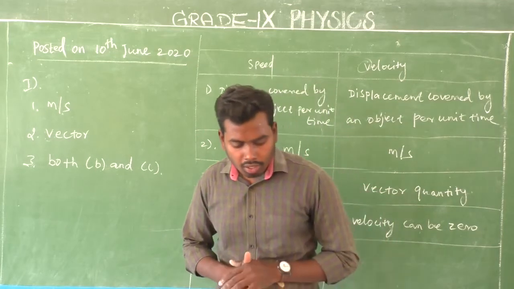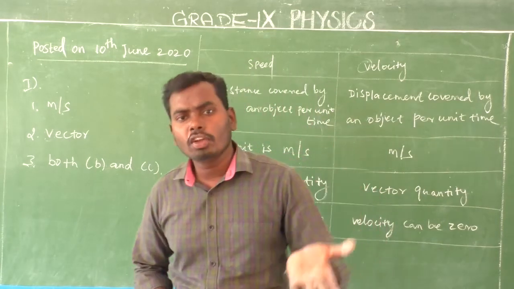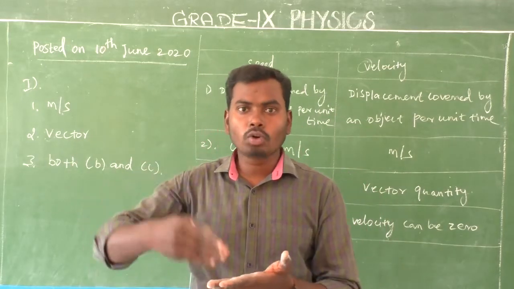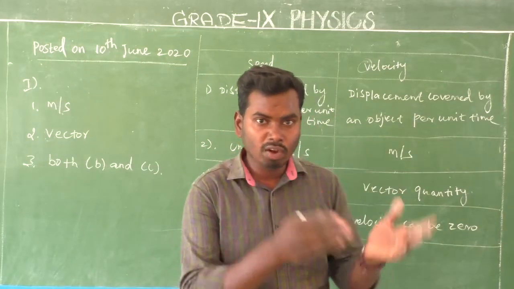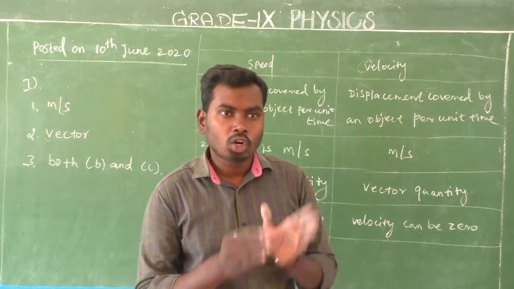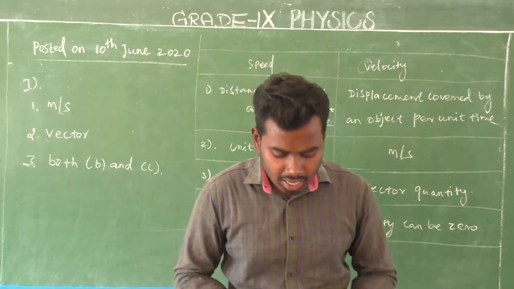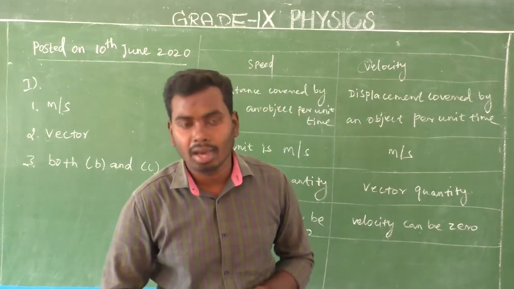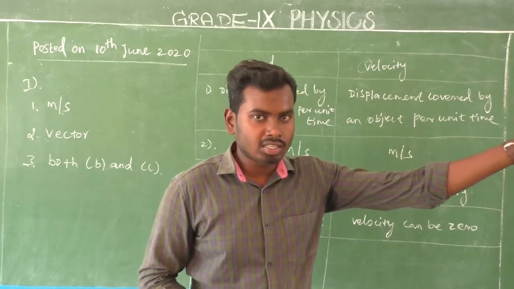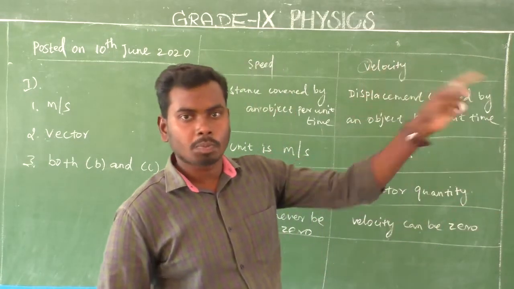Next one: when is a body said to have non-uniform velocity? Actually, this is directly opposite to uniform velocity. In uniform velocity, the object covers equal distances in equal intervals of time towards a particular direction. But in non-uniform velocity, the object covers unequal distances in equal intervals of time towards a particular direction.